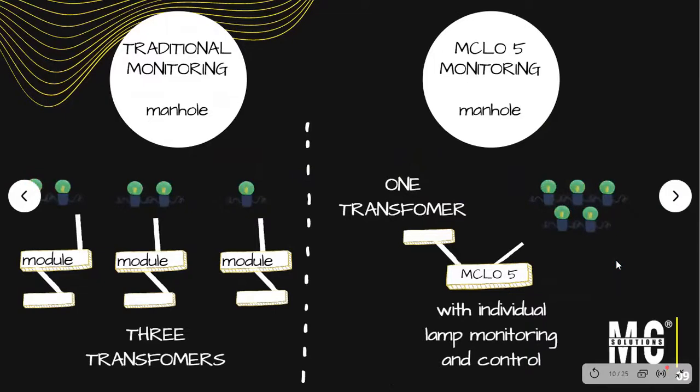And probably this second layout will show you as well the convenience, also from a spending point of view, because on your right side we have our MCLO 5 monitoring 5 lamps with 1 transformer, but keeping always the individual lamp monitoring and control. On the left side, the traditional monitoring system with 3 modules, because we know that maximum with power line we can control 2 lamps. So we have 3 modules, 3 transformers to control 5 lamps.